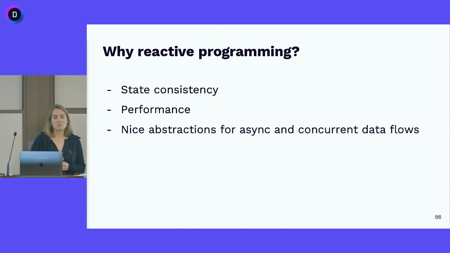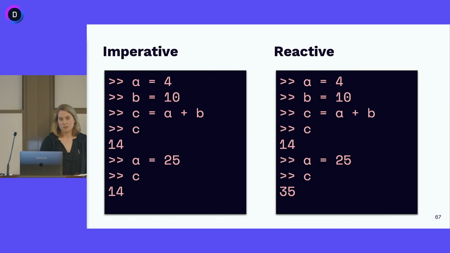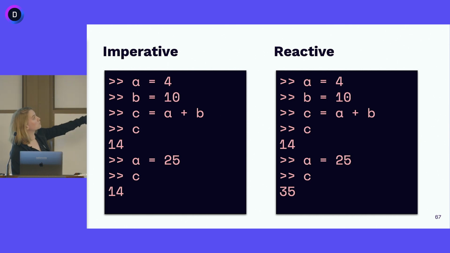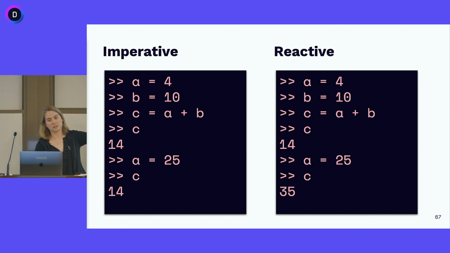And then also it has some nice abstractions for asynchronous and concurrent workflows, which are really, really common in data products. This is just a quick example here of a reactive program, or an imperative program on the right here, and a reactive program on the left.